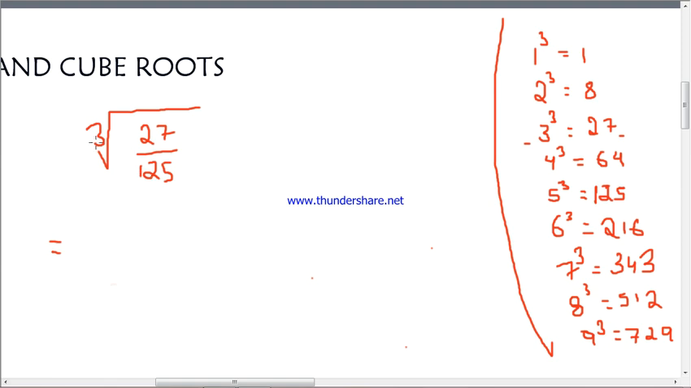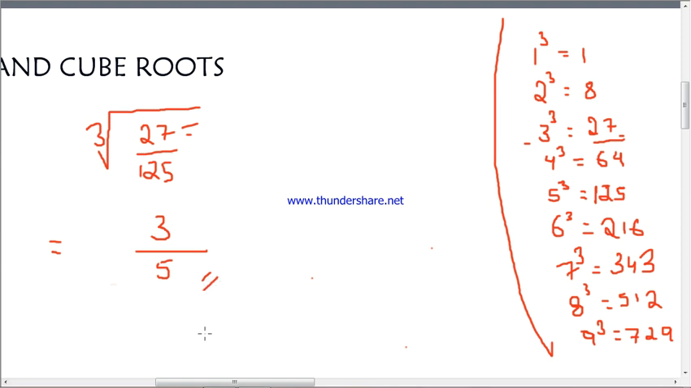Let's see over here. What is the cube root of 27? Let's focus on the numerator. Very easy: 3 into 3 into 3, 9, 27. You already know this, but still, if you check the table, it's over here. That means instead of the cube root of 27, I can write 3. Divided by 125. What is the cube root of 125? Check over here. It is 5, because 5 times 5 times 5 gives us 125. Hence, your answer is 3 by 5.